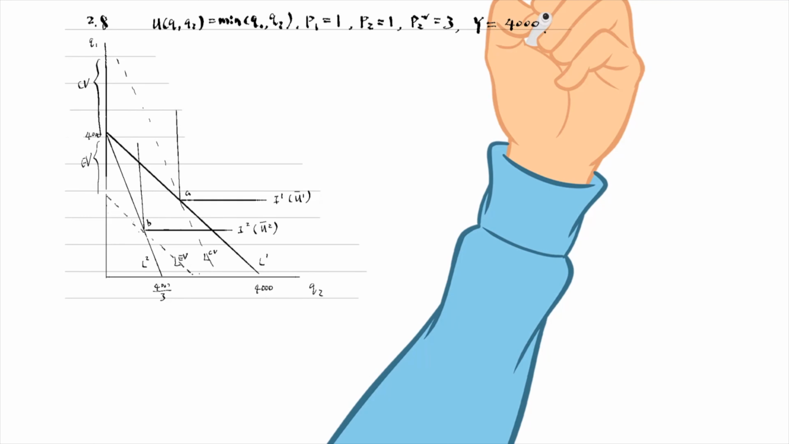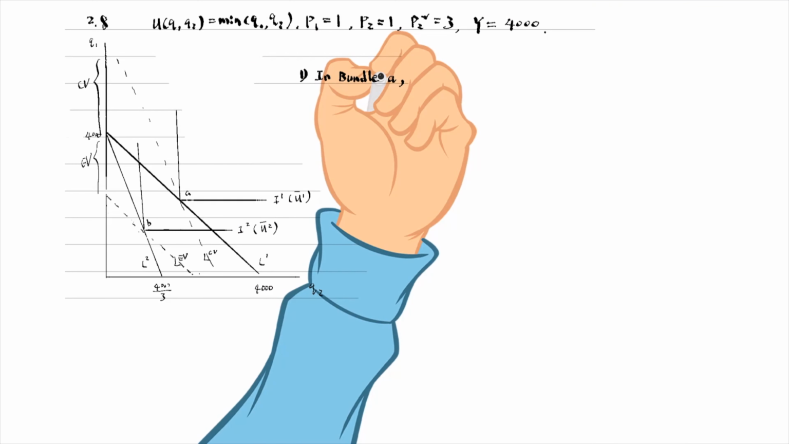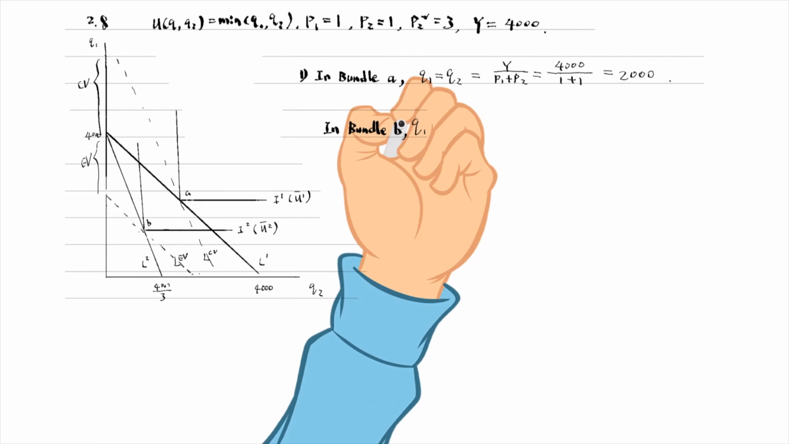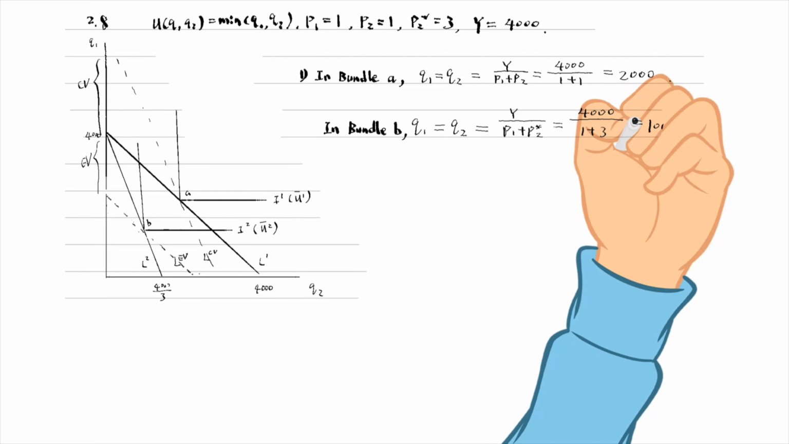The utility function is for perfect complements. From the last exercise, we know that the size of the compensating variation must be larger than the size of the equivalent variation for a price increase. We can directly compute the values in this exercise. In the first step, we calculate the optimal quantities demanded before and after the price change. In bundle A, the quantities of both goods are 2,000. In bundle B, the quantities of both goods are 1,000.